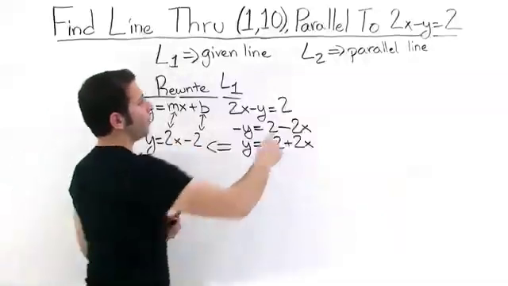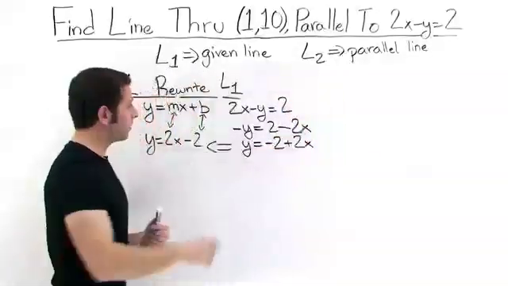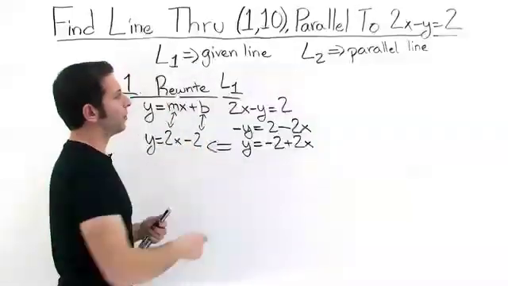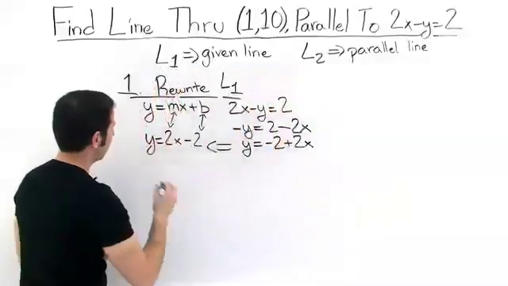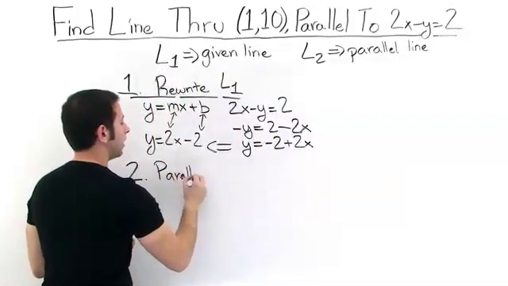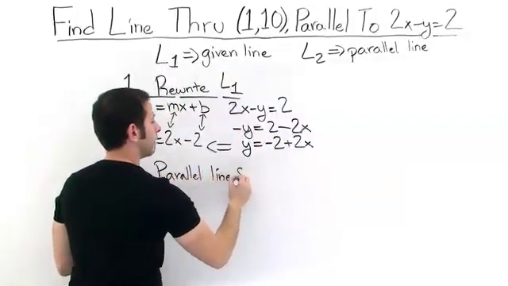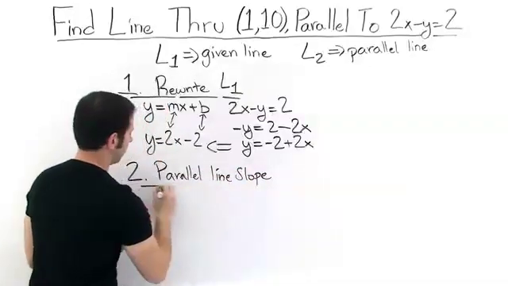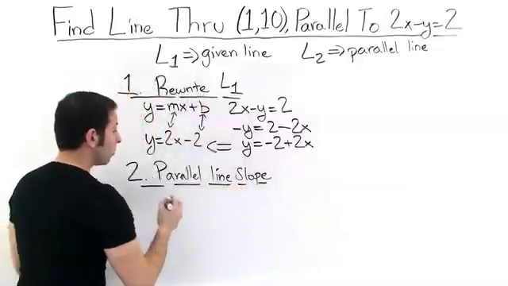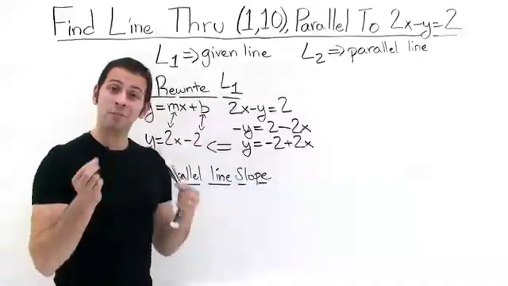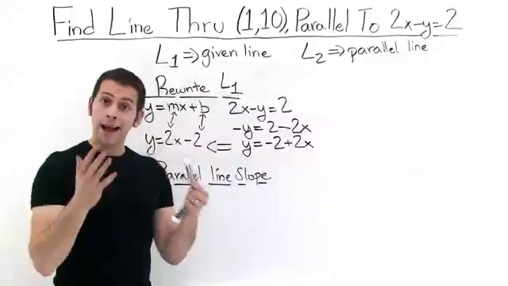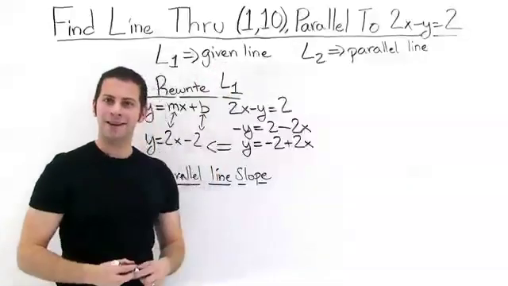But we want to figure out this parallel line. And the whole point of rewriting our first line in slope-intercept form is to figure out something about the parallel line. So our next step is to figure out the parallel line's slope. And here is a nice trick that will work for every single problem that involves parallel lines. It turns out that the slope of the line that's parallel is exactly equal to the slope of the given line. Lines that are parallel have exactly the same slope.